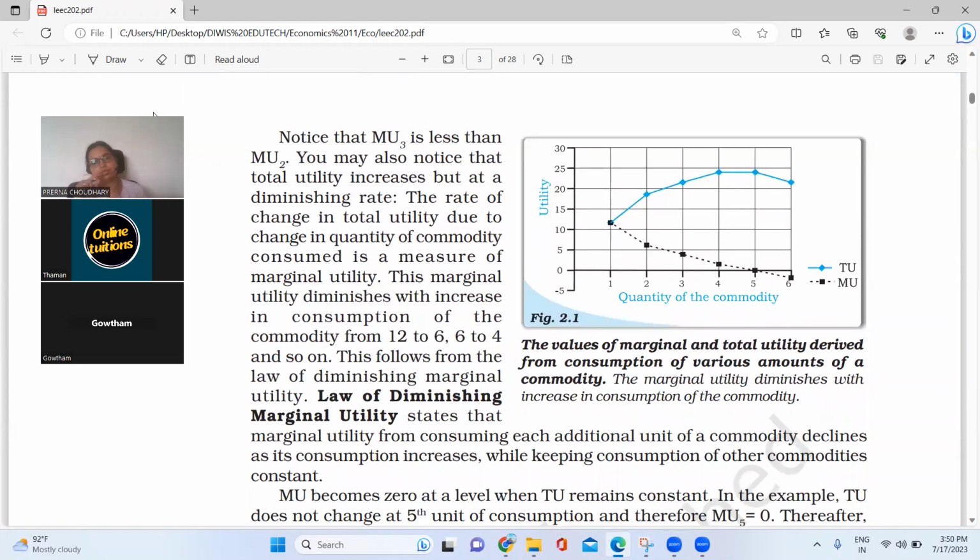I told you just now that you need to understand this so that you can make a graph. On the x-axis they have written the quantity of the commodity, on the y-axis they have given the utility of that commodity. So it is going up.